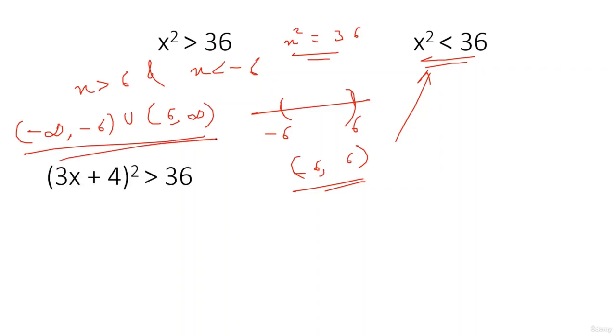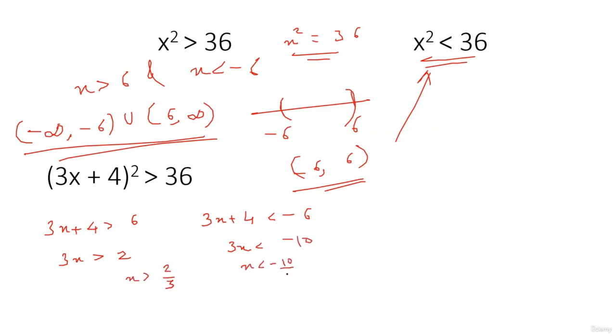Let's go on to the next question, guys. 3x plus 4 the whole square is greater than 36. That means 3x plus 4 should be greater than 6 and 3x plus 4 should be less than -6, right? So 3x is greater than 6 minus 4 should be 2, and 3x is less than -6 minus 4 is -10. So x is greater than 2/3, or x is less than -10 by 3. So your answer is -infinity to -10 by 3. And 2 by 3 से बड़ा भी होना चाहिए, right? 2 by 3 to infinity. Put a union.